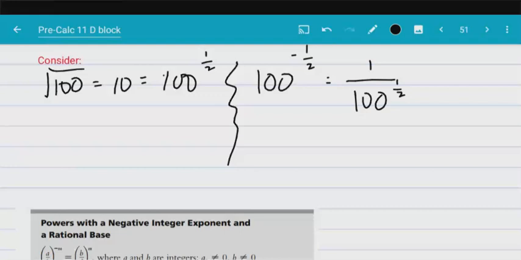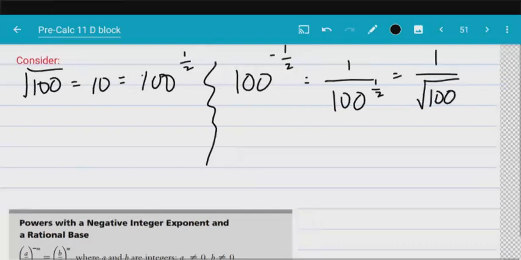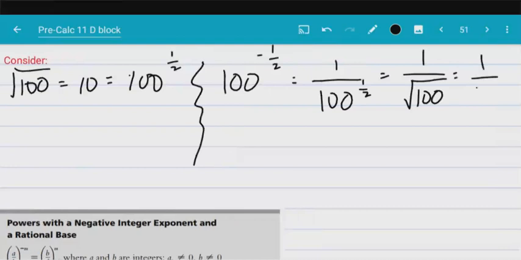So to recap, all I did was rewrite this expression with a positive exponent by making it 1 over. The moment you put a 1 as a numerator, and this becomes a denominator, and the exponent is now positive, then you have just rewritten it with a positive exponent. And now what is 100 to the 1 half? Well, another way to write it is the square root of 100, isn't it? And so there you have it, 1 over 10.